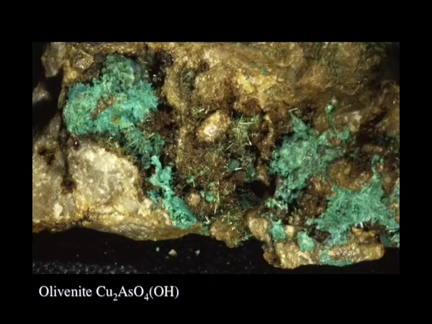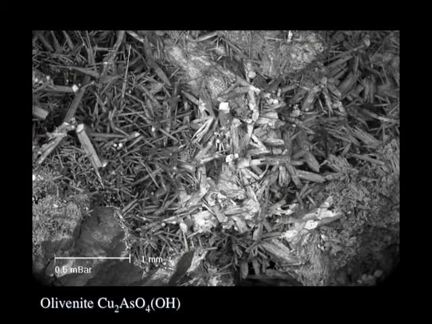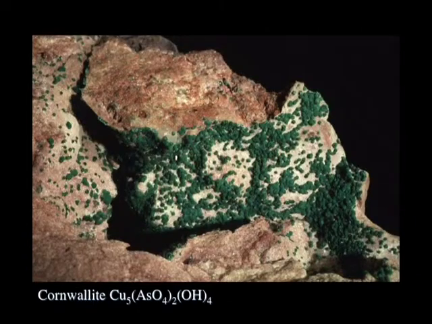This is some olivenite associated with chrysocolla. So they're the olive green acicular crystals up to about 2 millimetres long. That's the olivenite. And here's an SEM image showing the overgrowth by chrysocolla. Another arsenate is cornwallite. It's a monoclinic mineral, and it's dimorphous with cornubite. Dimorphous means that it's got the same chemical composition as cornubite, but has a different crystal structure.